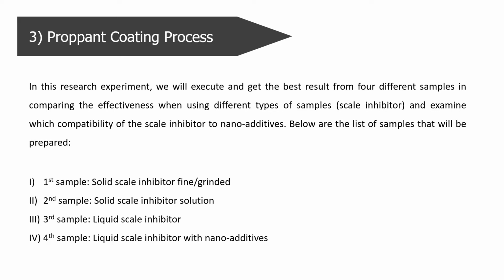The first sample is the solid scale inhibitor, which is we grind it into the fines below 63 micrometer. Second sample is the solid scale inhibitor solution, which is we mix between the solid scale inhibitor in fine form with distilled water to make a solution. And the third sample is the liquid scale inhibitor, and the last but not least, the fourth sample is liquid scale inhibitor with nano additive.